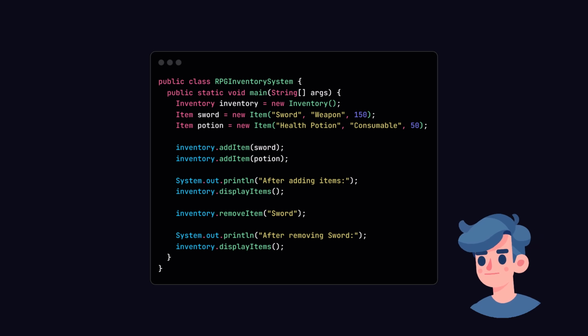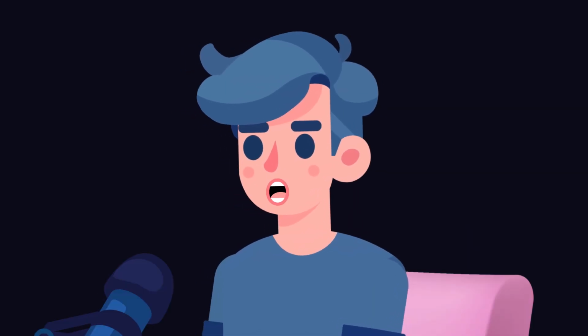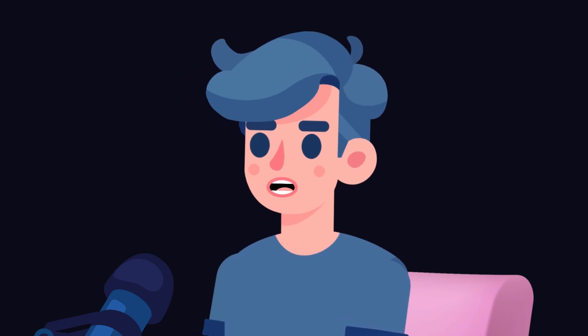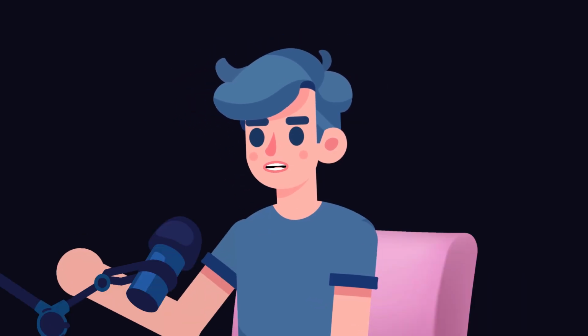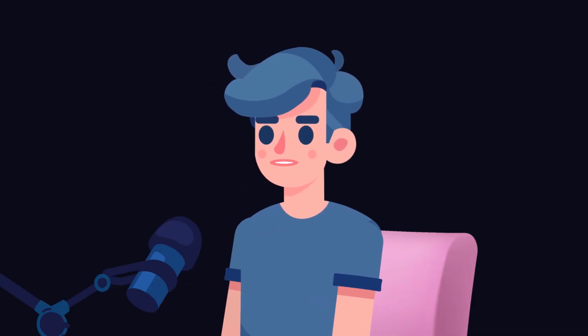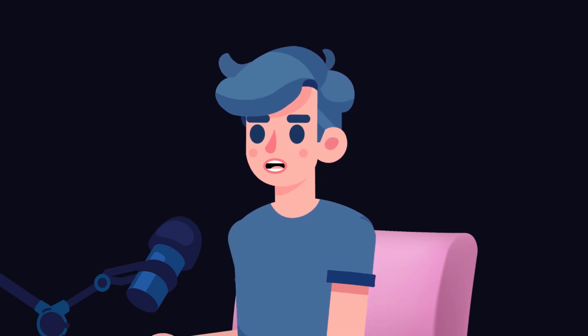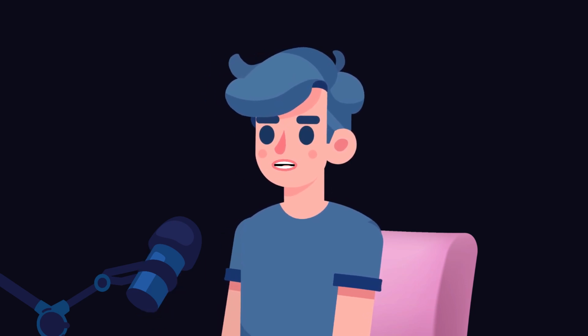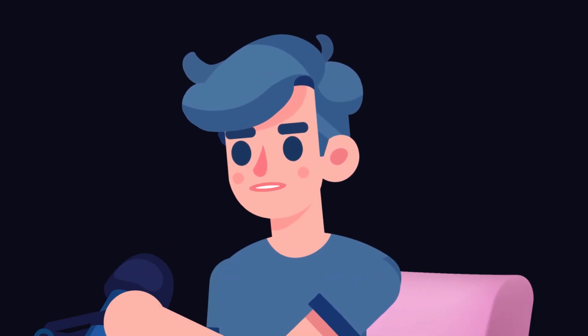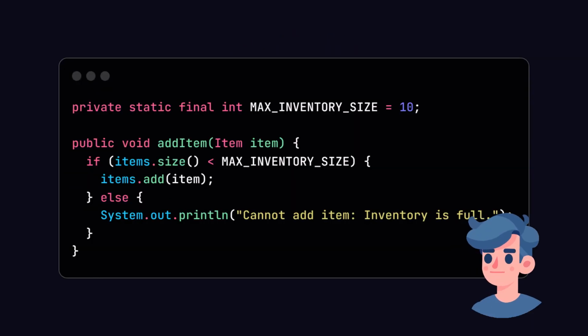Next, let's test the functionality of our classes in a main method. In the main method, we create a new inventory object and a few item objects. We add these items to the inventory and display the current inventory. Then, we remove an item and display the inventory again. Let's run the code to see how it works. Great! Our basic inventory system is up and running.